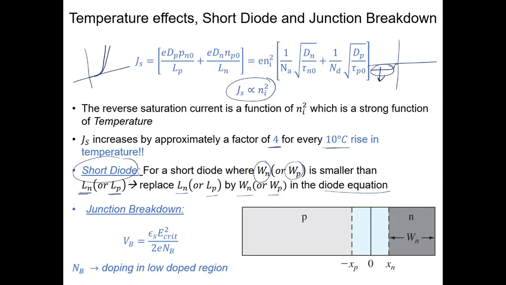I would consider this a simple mathematical problem, but there is certain analysis involved, and I would suggest all of you, whoever is watching this video, to go back and find what happens to the reverse current, forward current and resistance of the diode when the diode becomes a short diode, which means that the Wn or the Wp are smaller than Ln or Lp.